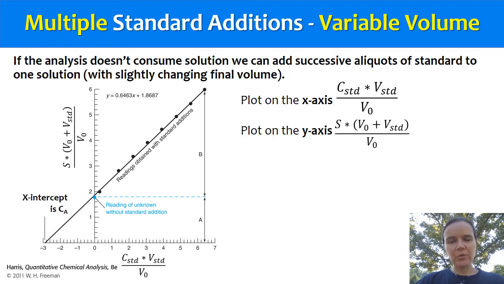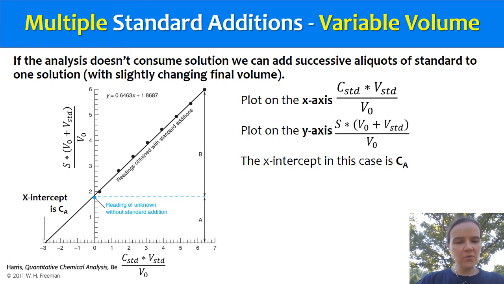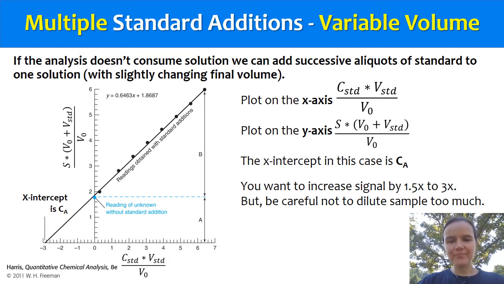So that's times the total volume, V0, of the original sample plus the V standard added at that particular data point, divided by the original sample volume. And what will happen is your x-intercept here is going to be the analyte concentration. So in the plot right now, we've got an x-intercept of about minus 2.9, and that means that you have a 2.9 original concentration.